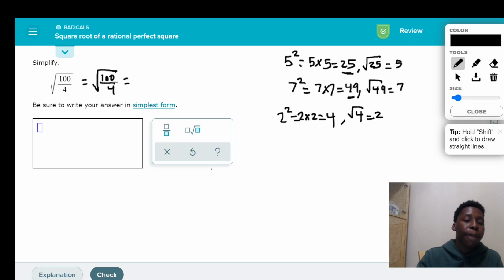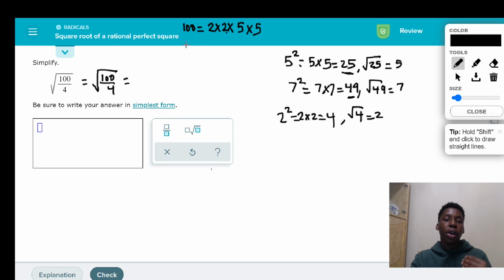So 100 divided by 4, right? You know, 4 is a product of 2 and 2. And 100 has common factors of 2, there's a factor of 2 again, and it has 5 and it has 5. So 2 times 2 is 4, and 4 times 5 is 20, and 20 times 5 is 100. In order to do this, all you have to do is just continue finding numbers that are divisible by 100.